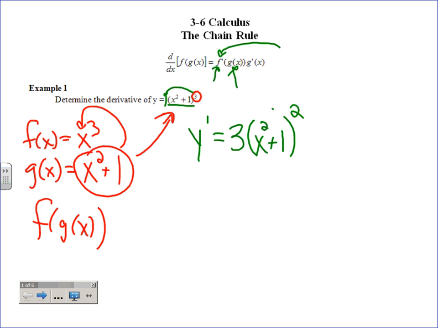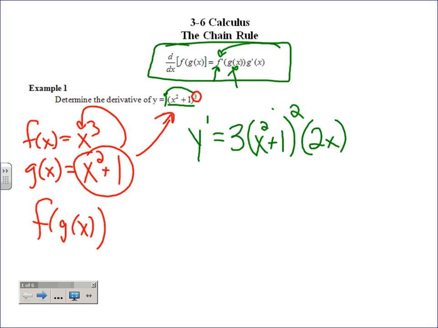The only thing left I have to do is work out this little definition that they've got here: the derivative of g. I kind of look at that as whatever you just threw inside there, isn't it? Isn't that what g of x is? So just take the derivative of the inside, which is 2x.